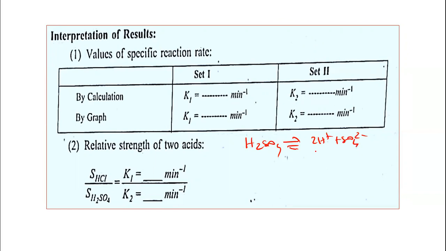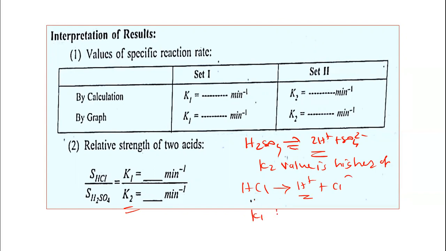So the concentration of hydrogen ions is greater here, the rate of the reaction will be greater, and the rate constant will be greater. So the K2 value is higher for sulfuric acid. Hydrochloric acid dissociates as hydrogen ion and Cl minus ion. Only one hydrogen ion is there, so the K1 value is less here as compared to H2SO4.